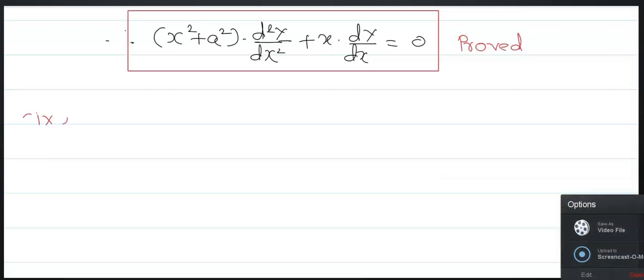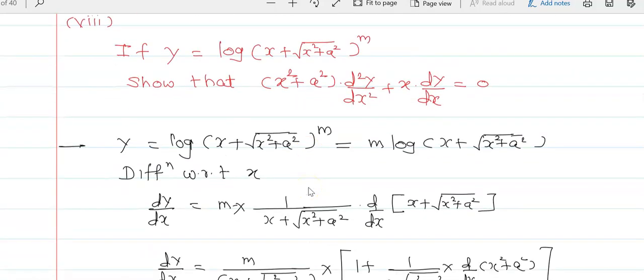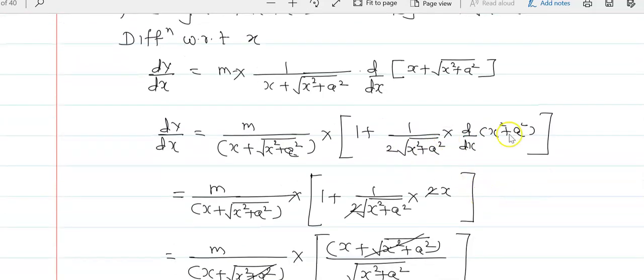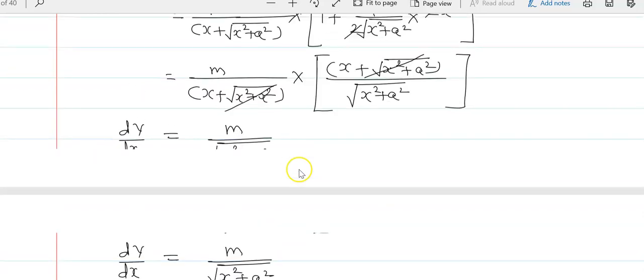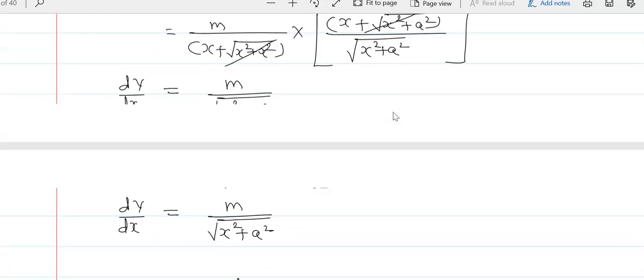Now, see this again. This is the, apply the roots of log. Differentiate dy by dx, m is 1 upon into derivative of this. Simplify this. This is the common simplification we have done a number of times. That is m upon x plus root of x square plus a square into 1 plus 1 upon 2 times root of x square plus a square into derivative of x square plus a square into x to get cancelled. If you simplify it, then again you are getting root of x square plus a square into 1 plus x upon root of x square plus a square. Now these two terms get cancelled here, and that's why you are getting dy by dx is equal to m upon root of x square plus a square.